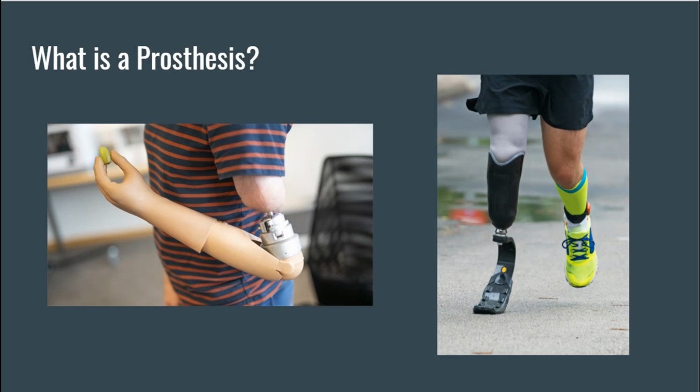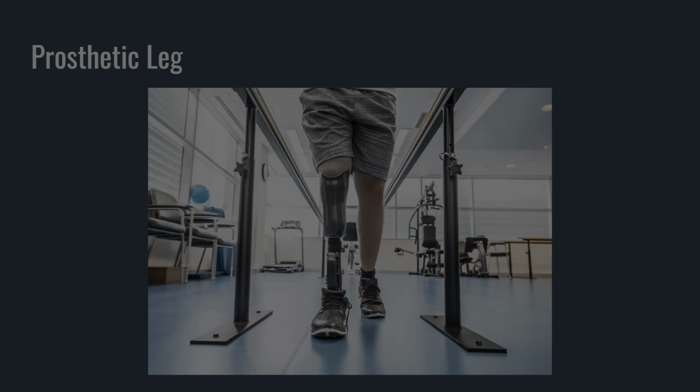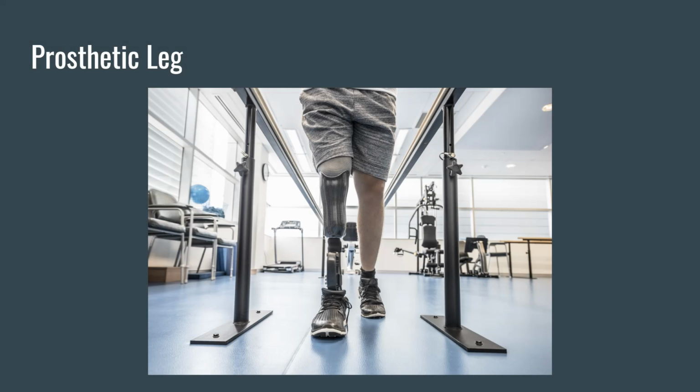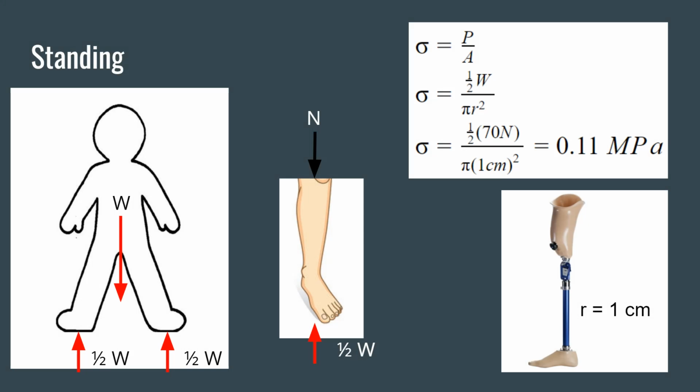Prostheses have to be made out of strong yet lightweight materials so as not to encumber the user, but to be able to bear weight. They are commonly made out of aluminum, titanium, or stainless steel. Although there are many different types of prostheses, today we will be specifically looking at the mechanics of the prosthetic leg. Some general assumptions that we will be using throughout the video are that the prosthesis is made out of titanium and that its user weighs 70 newtons.